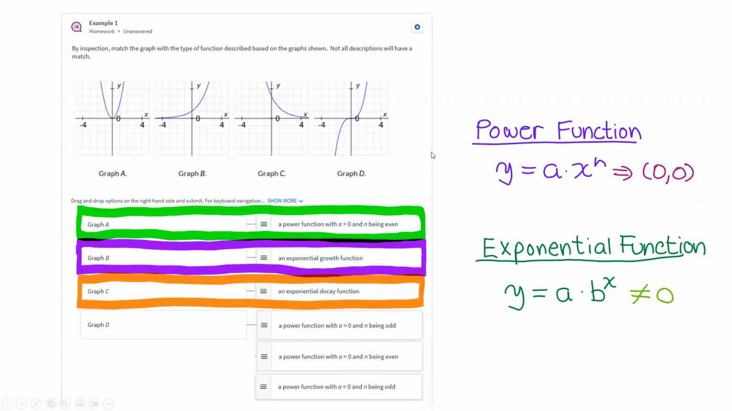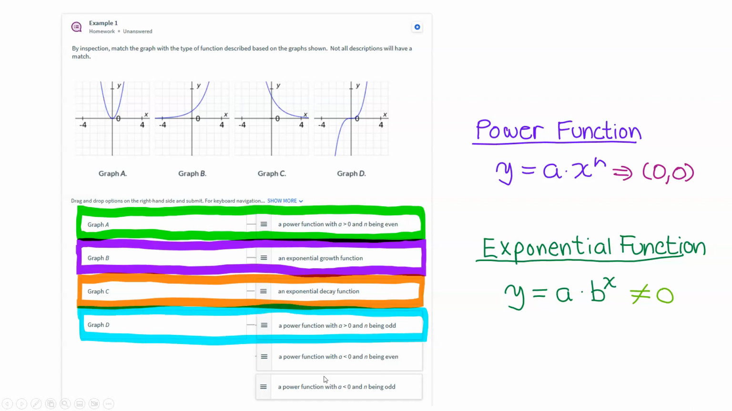And now graph D, you have the two ends pointing in opposite directions. It's a power function. It goes through 0, 0. So you know that the exponent n is odd. And because it's increasing throughout, that tells you that it's going to have an a value that's positive. So that one was already matched up. A is greater than 0, n is odd. And so that's the match there. These two, the ones that have power functions with a less than 0, are your instances that aren't being used in this particular question.